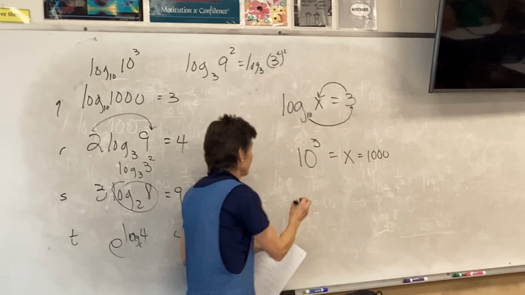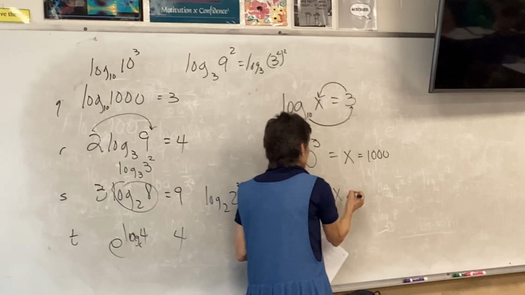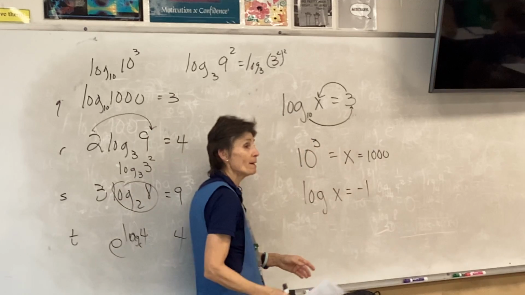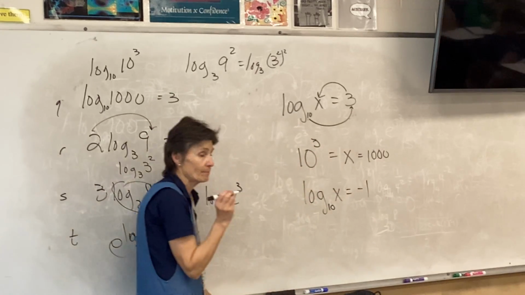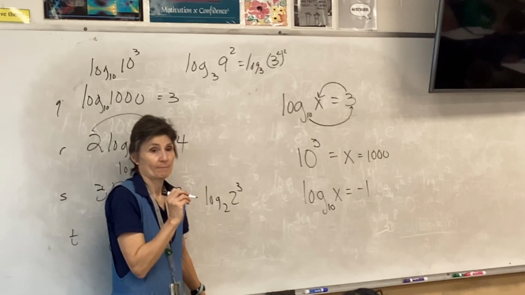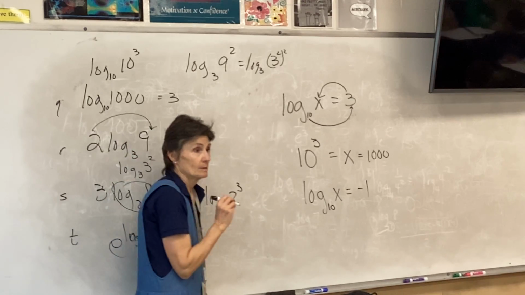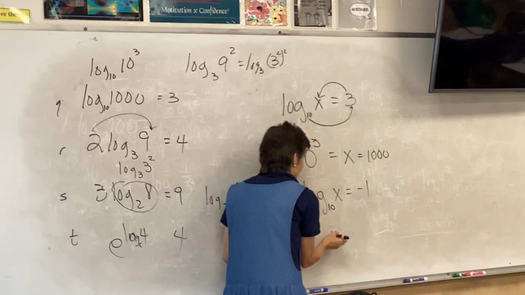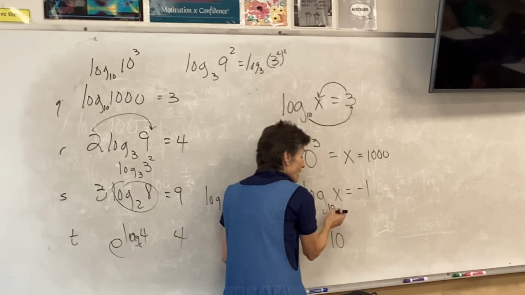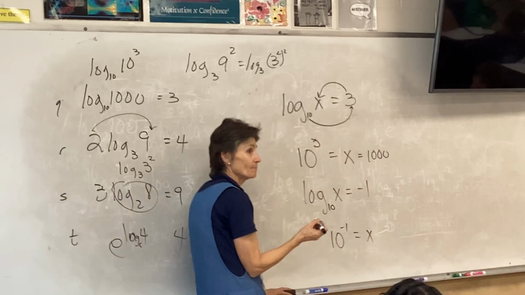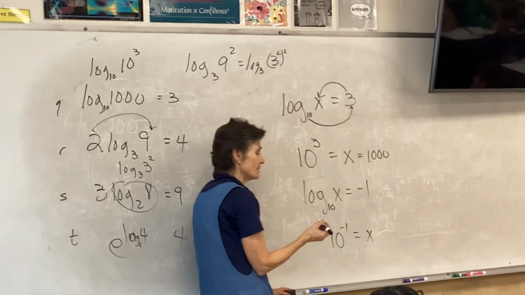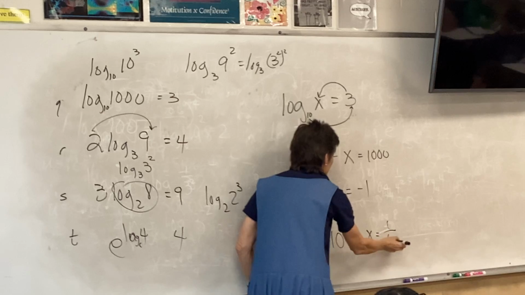The next one, log x equals -1. Now remember, the base on log is 10, and you need a base. So what does this one say? 10 to the negative first equals x. What's 10 to the negative first? 1 over 10. Perfect.